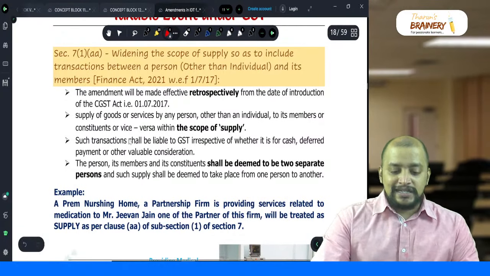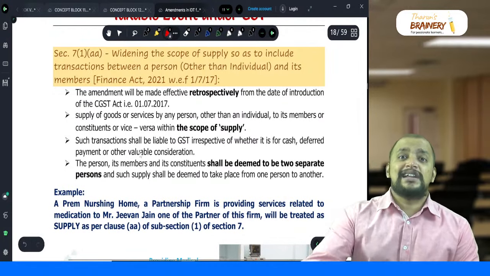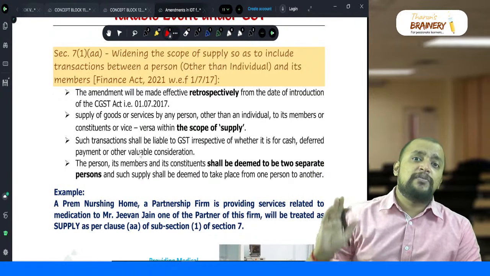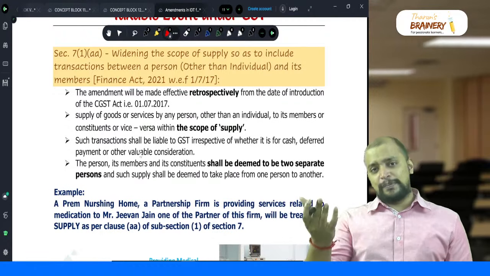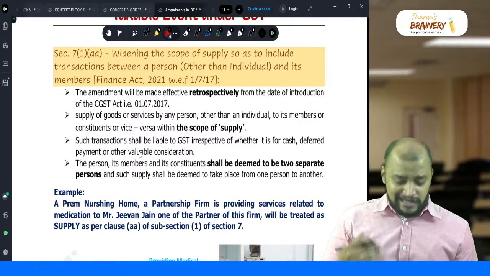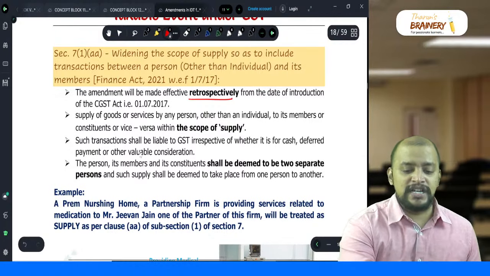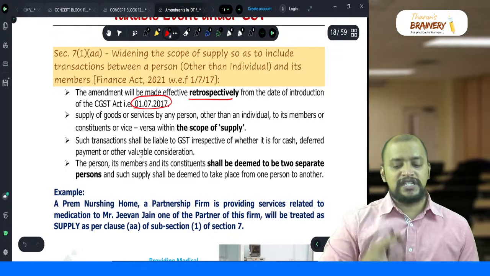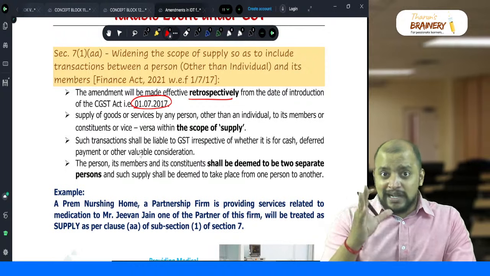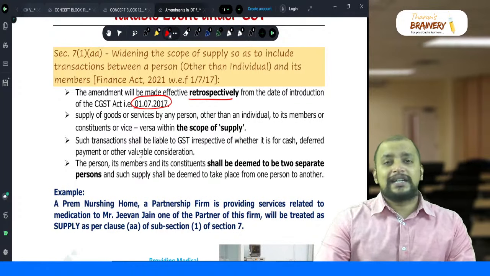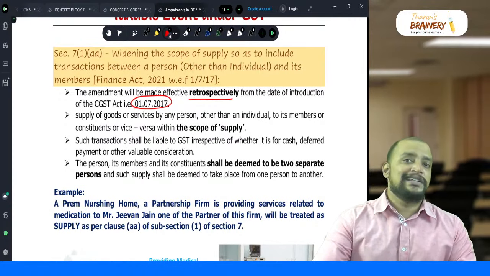Okay. So say this. And is this applicable prospectively or retrospectively? They made it a retrospective amendment applicable from 1/7/2017. Means some transactions on which they have not at all paid GST, should they pay GST now, sir? Yes, they need to pay GST now. Why? Because it is made retrospectively with effect from 1/7/2017. And there should be consideration. That consideration may be in cash or in deferred payment or any other mode also.